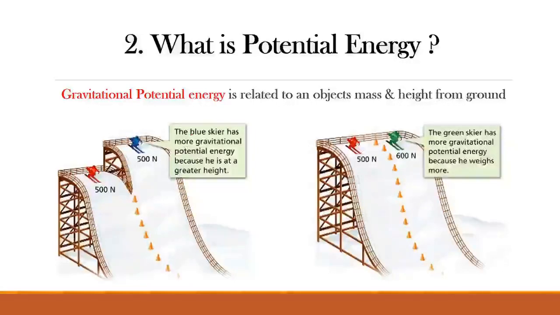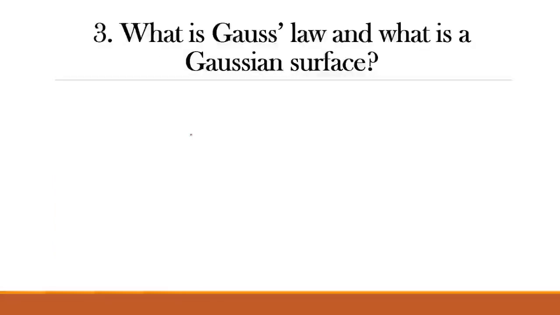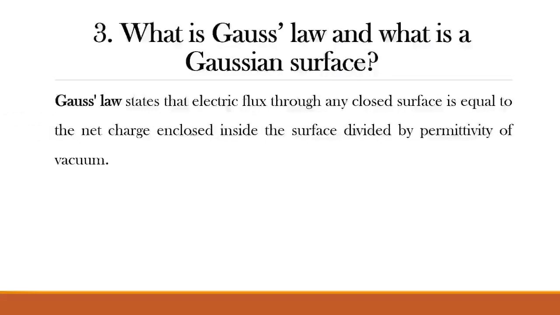Now let us discuss the third point, Gauss law and Gaussian surface. First we see what is meant by Gauss law. Gauss law states that the electric flux through any closed surface is equal to the net charge enclosed inside the surface divided by the permittivity of vacuum.